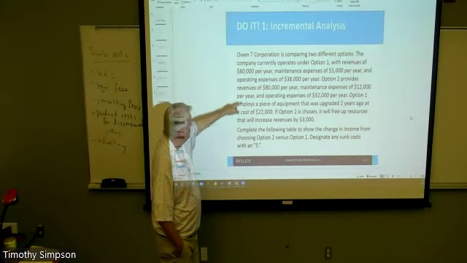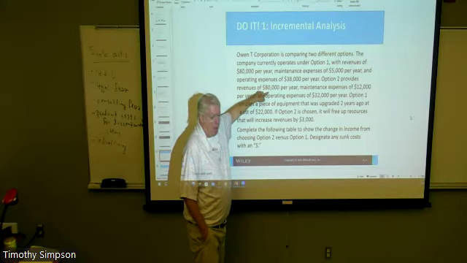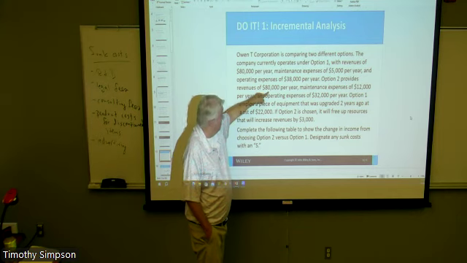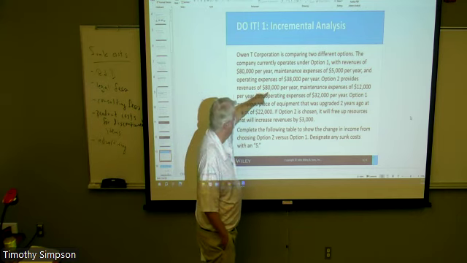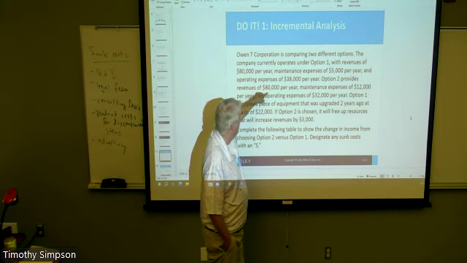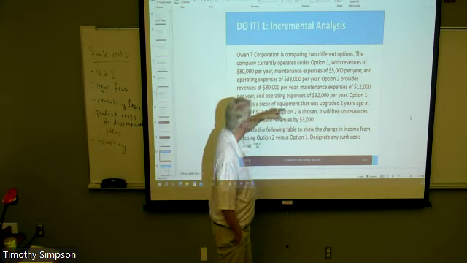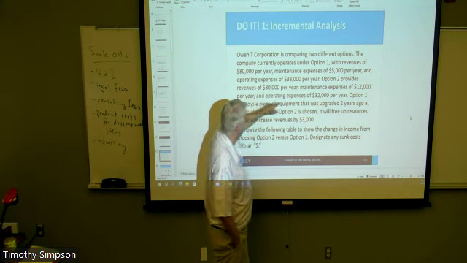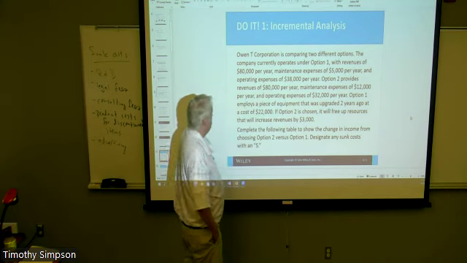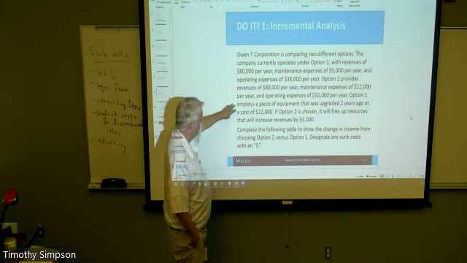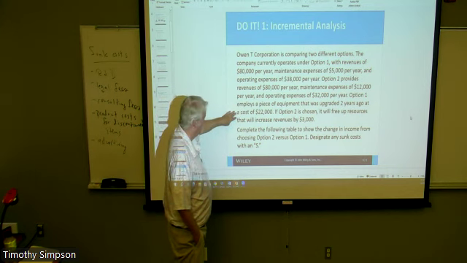The second option is the same revenue stream. So you're immediately thinking, I don't like that so much. We're already getting $80,000 a year in revenue, but maintenance costs go up, actually $12,000 from $5,000, but operating expenses fall by $6,000. And so here's the thing: option 1 employs a piece of equipment that was upgraded 2 years ago at a cost of $22,000.